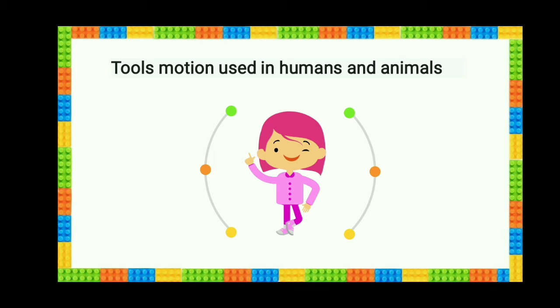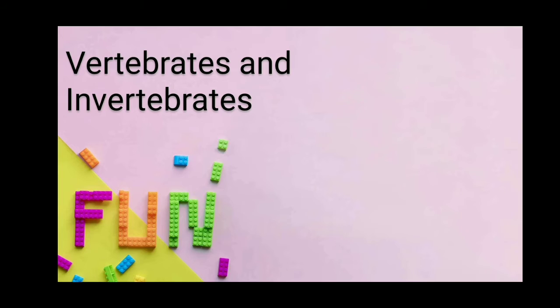Based on the presence or absence of a backbone, animals are divided into vertebrates and invertebrates. Vertebrates and invertebrates. Vertebrate animals are animals that have a backbone, such as rabbits, elephants, birds, fish, lizards, snakes, and so on.